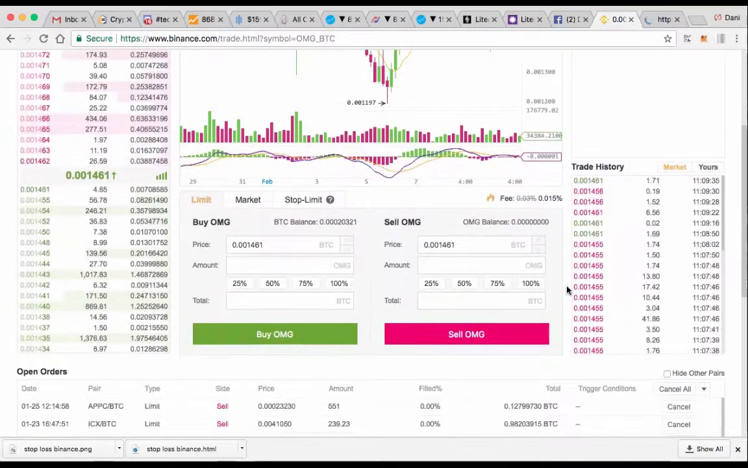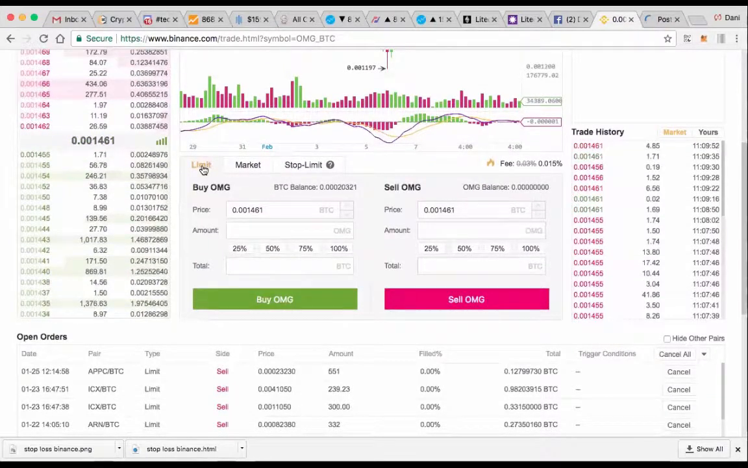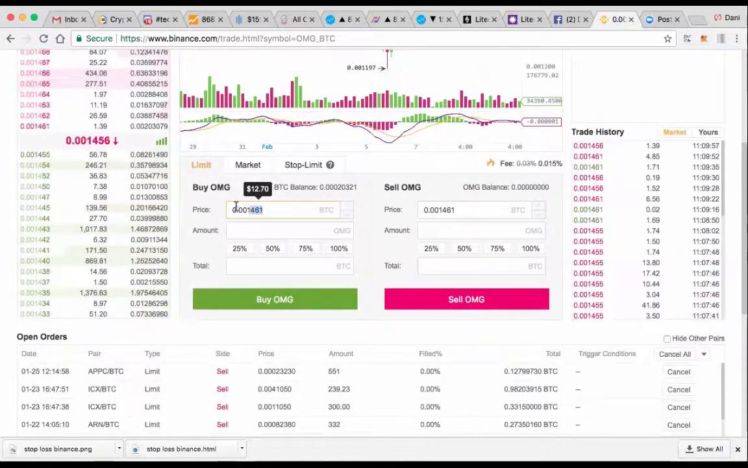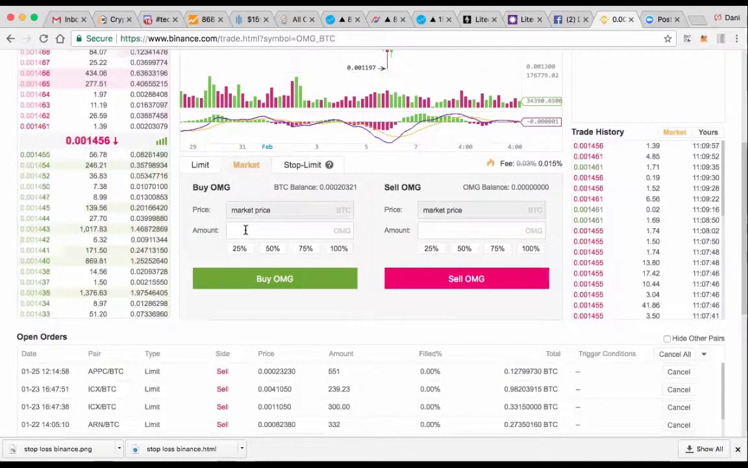So I can set my buys and sells right here. It's always set on limit order, which means you can set it to whatever you want. Limit orders don't fill immediately. Market orders do. So if I wanted to buy some OmiseGO right now, it tells me how much Bitcoin I have available. If I wanted to buy 25%, of course, I have a very tiny bit of Bitcoin. If I wanted to buy 100%, I could buy 0.13 OmiseGO at market price. The current market price is right here. So that's what I would be paying.